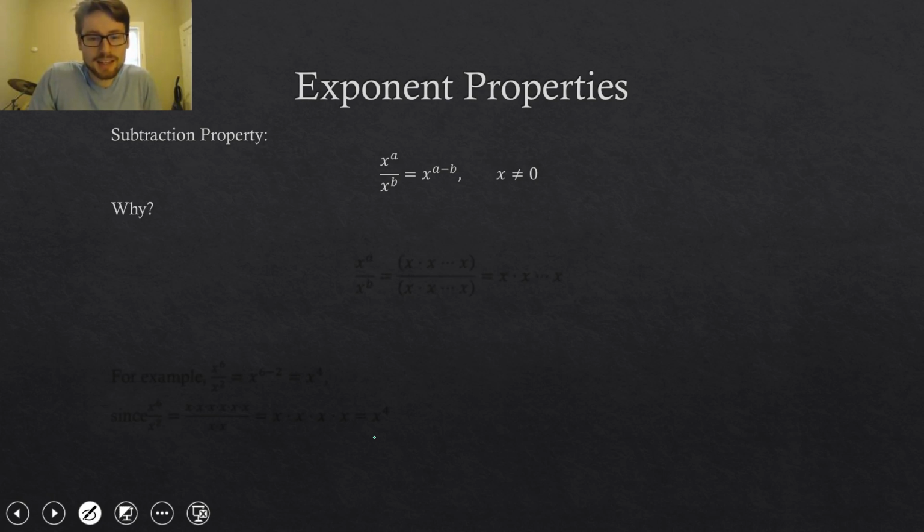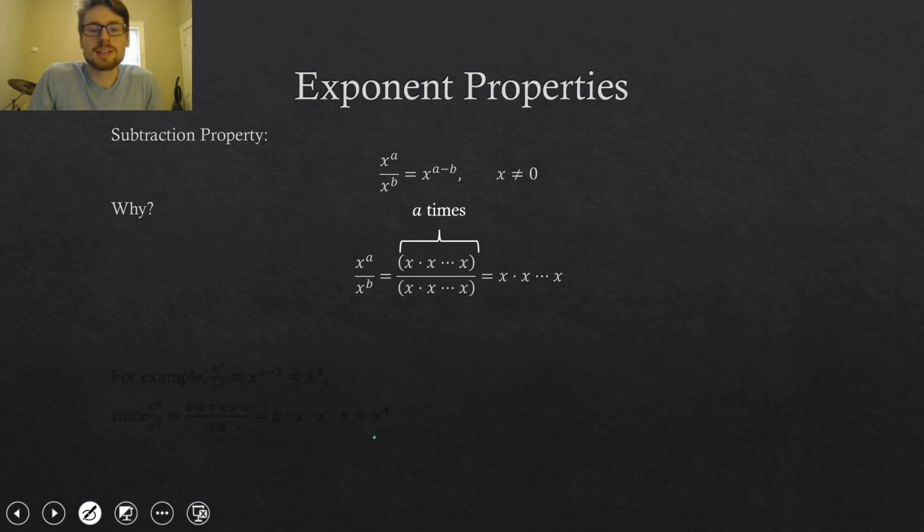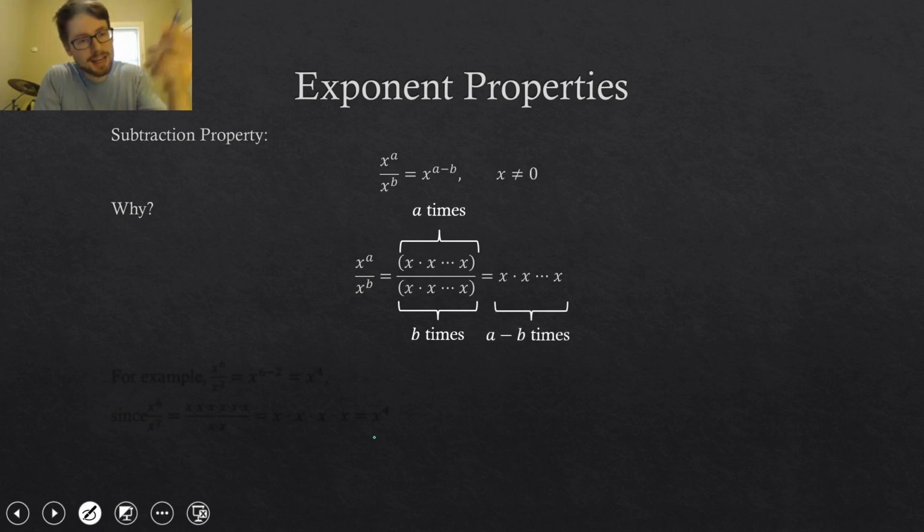Well, why is that the case? Again, this is what you should have in your head of what the definitions are. X to the a is x times itself a times, divided by x to the b, which is x times itself b times. And so you have a x's on top, and you have b x's on the bottom, and so that means you're going to cancel b x's from the top. So you're subtracting off that number of x's. So you get a minus b x's as the result.